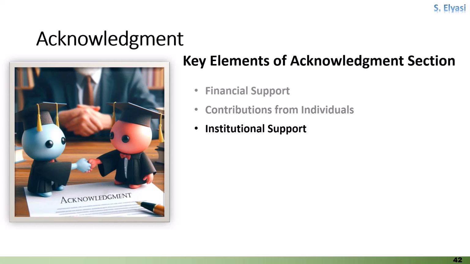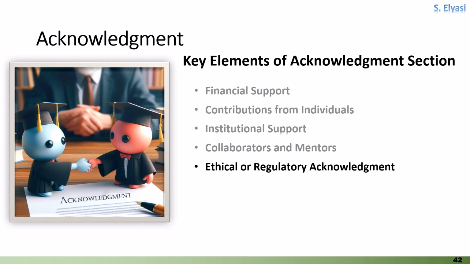Institutional support. Acknowledging institutions that provided essential resources such as lab space, equipment, or computational infrastructure, recognizing administrative personnel or offices that assisted in the logistical aspects of the research, like project management or regulatory approvals. Collaborators and mentors. Senior professionals or mentors who guided the research process without being co-authors. Other research groups or collaborators who contributed indirectly, such as providing data, samples, or shared unpublished results. Ethical or regulatory acknowledgment. Mentioning the approval of the study by ethical review boards, especially in medical or psychological research.